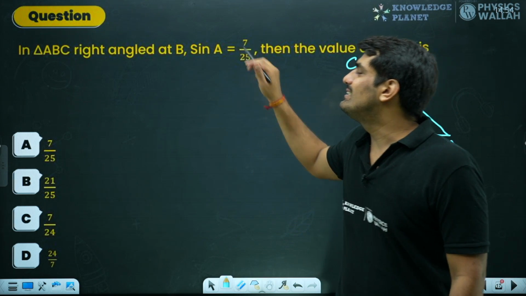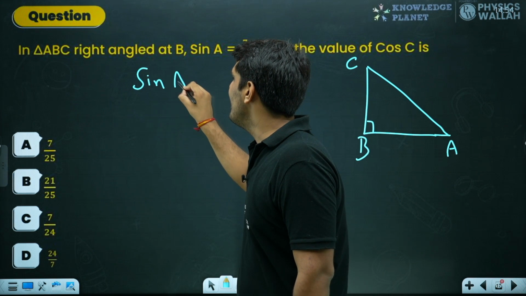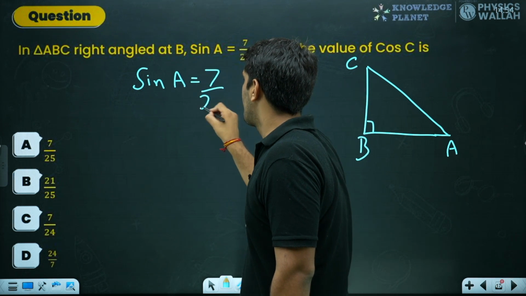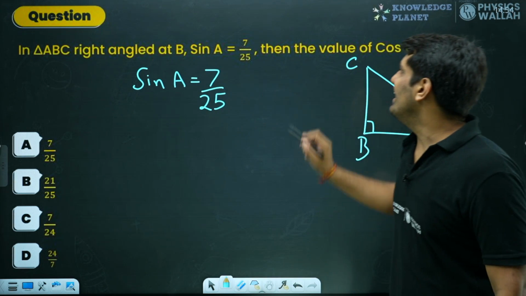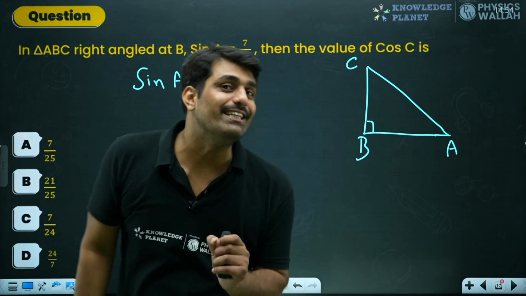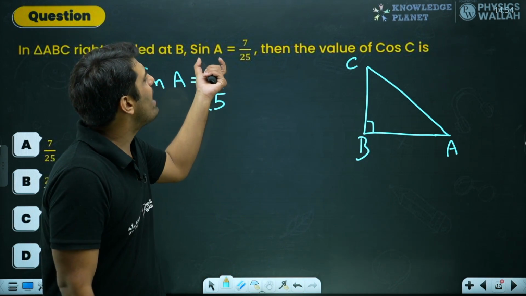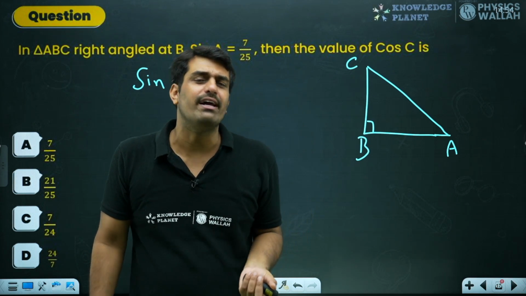Sine of A is 7 by 25. Sine of A is 7 by 25. Alright. Then the value of cos of C. Be very thorough when you are reading the question. Most of the students make a mistake. They say, since sine of A is given, they are asking the value of cos of A. I can find out.